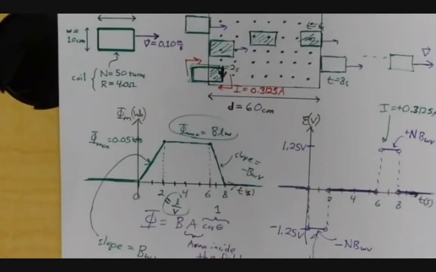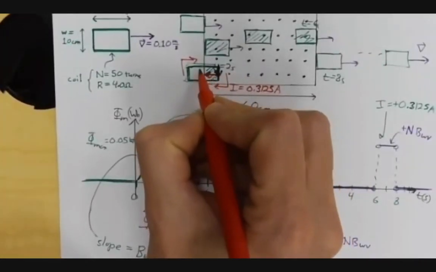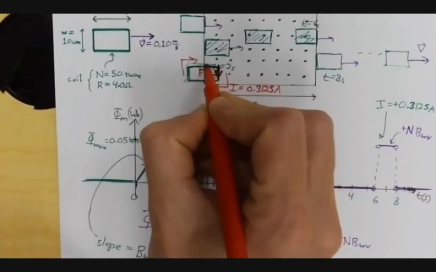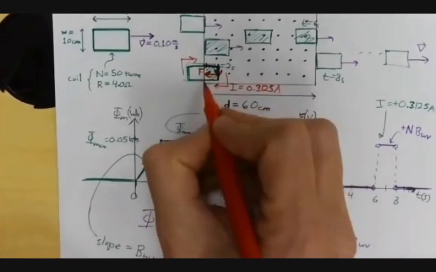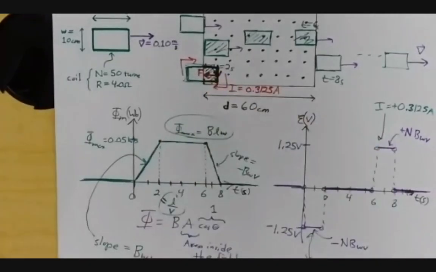To the left. So this edge feels a force like this way. That's one of the forces. And then this segment feels a force, and this segment feels a force. And what direction do they go? Basically, they're going to feel opposite forces and cancel out, but let's just assign the directions.